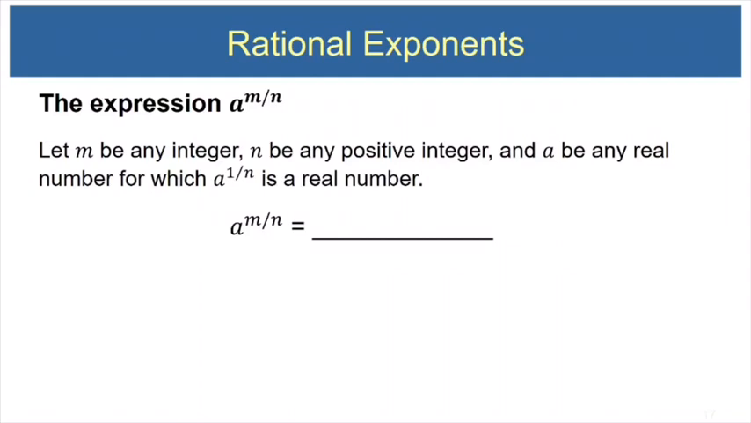So in other words, we don't want to worry about what would happen in a situation where the answer is not real right now. So if you have a to the m over n, you can rewrite it this way. You can think of it as a to the 1 over n, all raised to the m power. So notice that 1 over n times m would be m over n. So you can always separate a to the m over n into two separate exponents: a to the 1 over n raised to the m power.